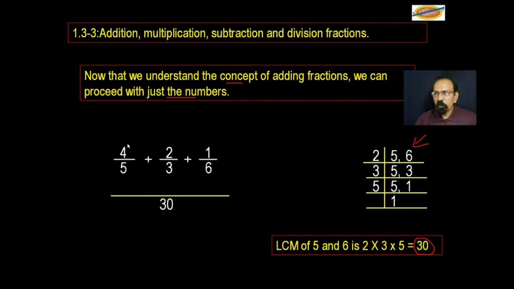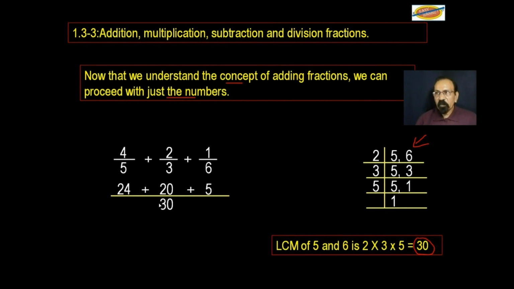6 times 4 would be 24. Put that there. Plus 3 into 30, 10. 10 twos, 20. Put that there. Plus 6 into 30, 5. 5 ones, 5. So at this point, 4/5 is the same as 24 over 30. 2/3 is the same as 20 over 30. And 1/6 is the same as 5 over 30.